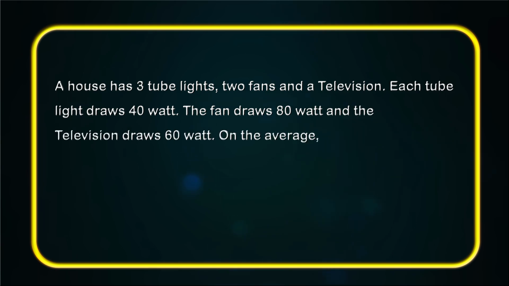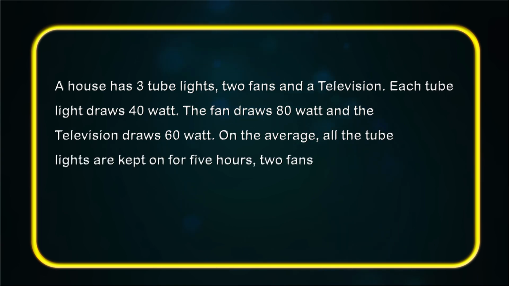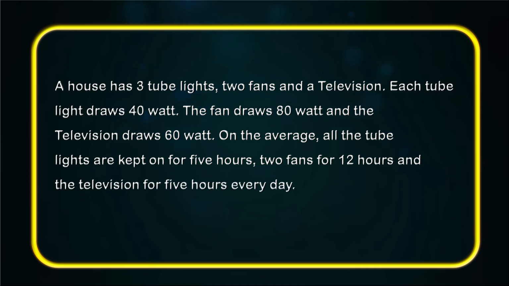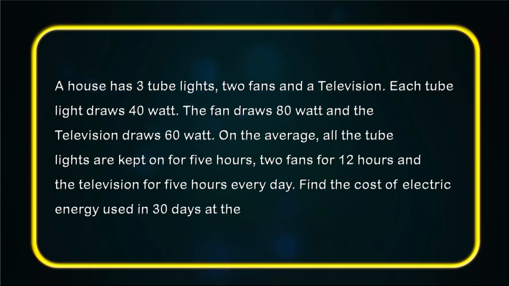On the average, all the tube lights are kept on for 5 hours, 2 fans for 12 hours and the television for 5 hours every day. Find the cost of electric energy used in 30 days at rate of rupees 3 per kilowatt hour.